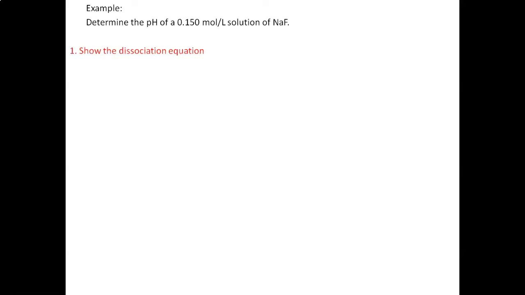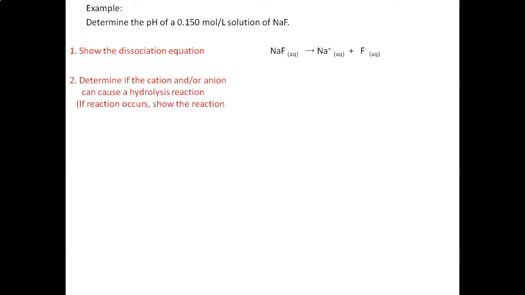So let's look at how we would calculate the pH of a salt solution. For example, if I told you that we had a solution of 0.15 moles per liter of sodium fluoride, and I asked what's the pH of the solution. So first thing we would do is write our dissociation equation so that we know what ions we're dealing with. And then we're going to determine which of the ions may or may not cause a hydrolysis reaction.